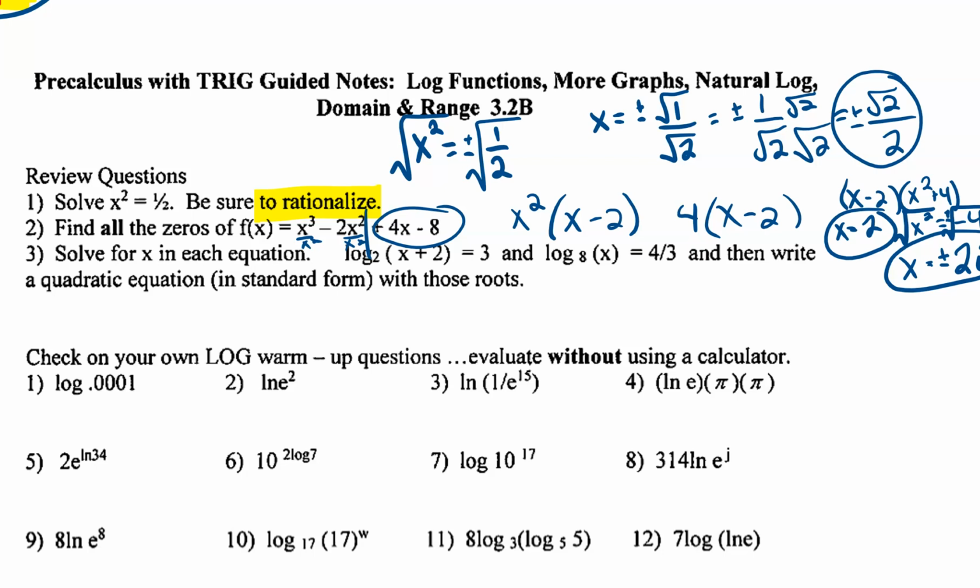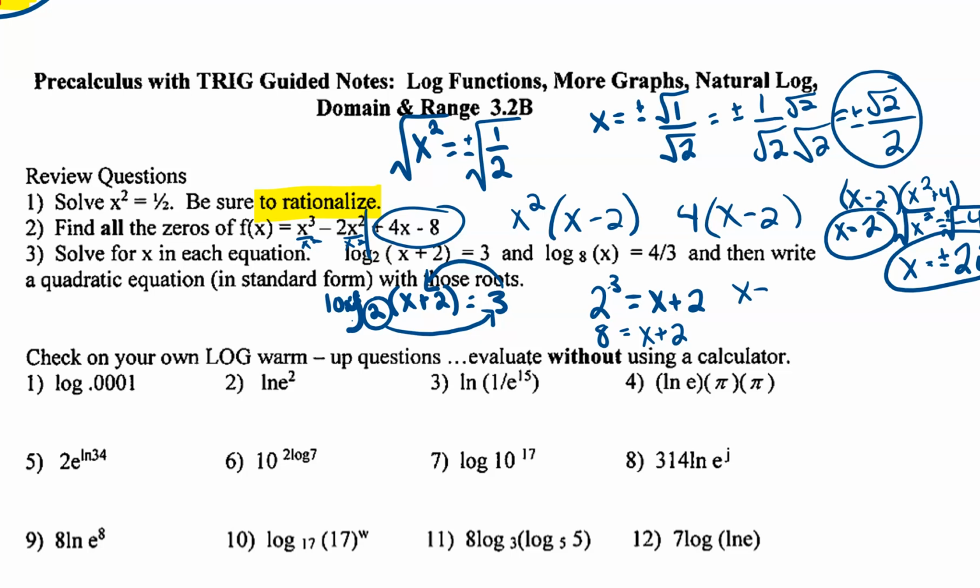So to solve this one, log base 2 of x plus 2 equals 3. I'm going to do the loop method. So I'm going to start with my base. I always start with my base. I loop to the other side of the equal sign. So that's 2 to the 3rd power. 2 to the 3rd power and loop back to the other side of the equal sign. Equals x plus 2. 2 to the 3rd power is 8 equals x plus 2, and then subtract 2 from both sides, x equals 6.